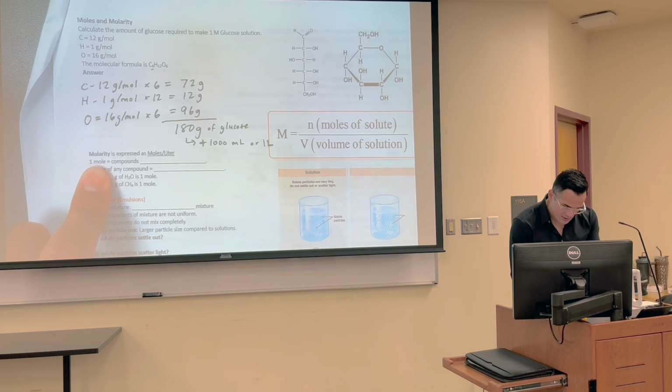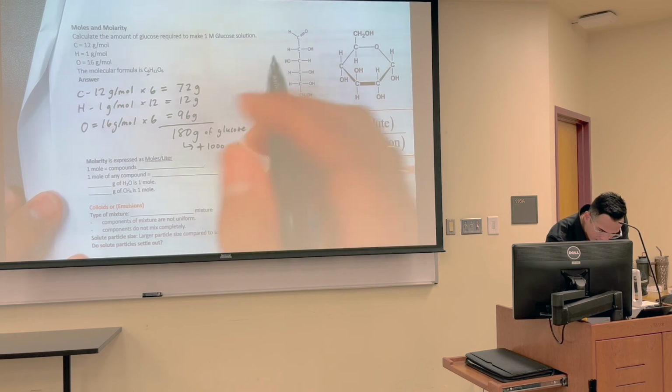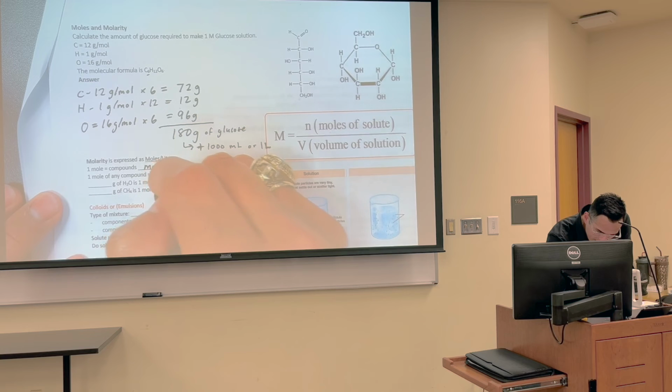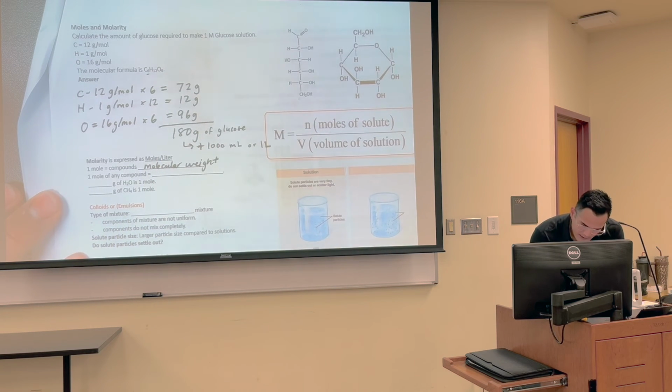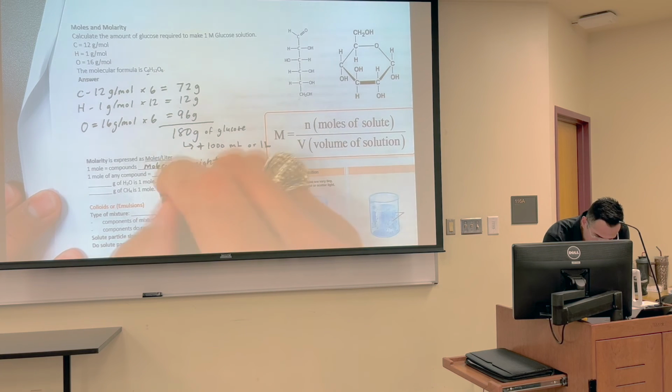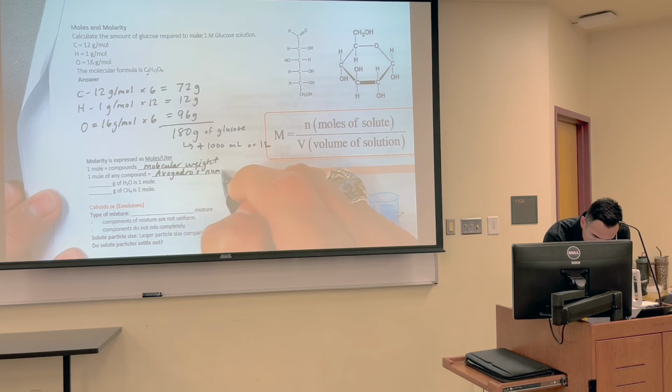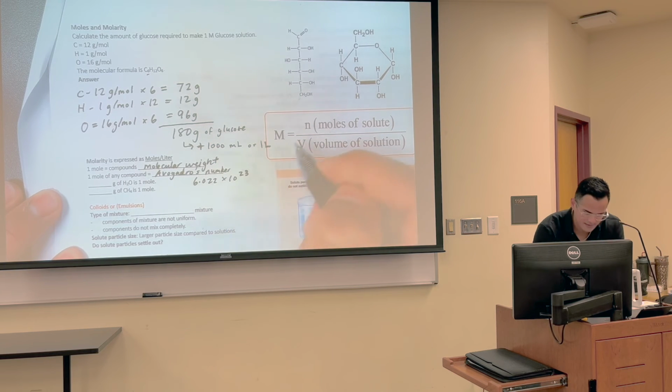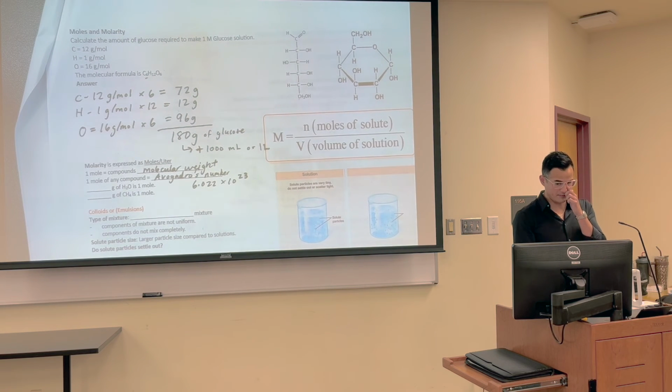1 mole is going to be equal to the compound's molecular weight. 1 mole of any compound is going to be equal to Avogadro's number, which is what? 6.022 times 10 to the 23rd. So that is a lot. That is a very big number.